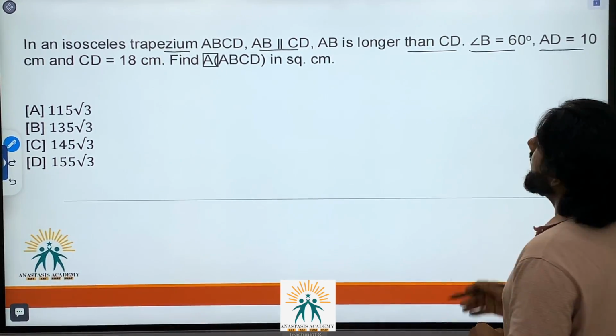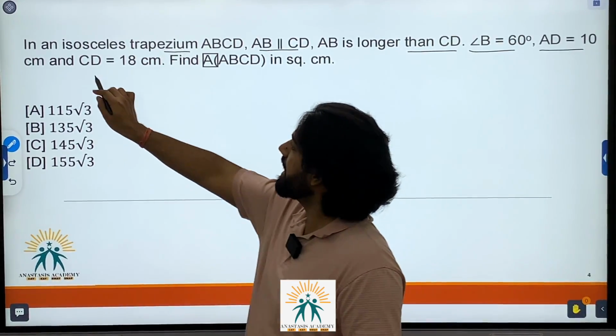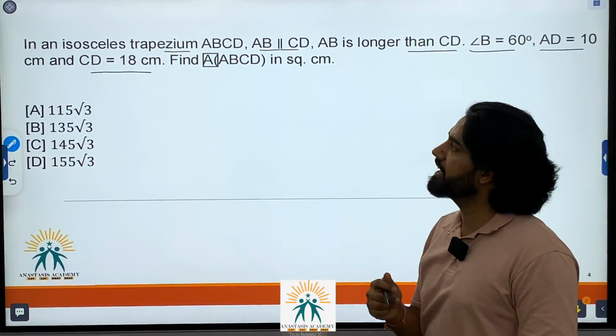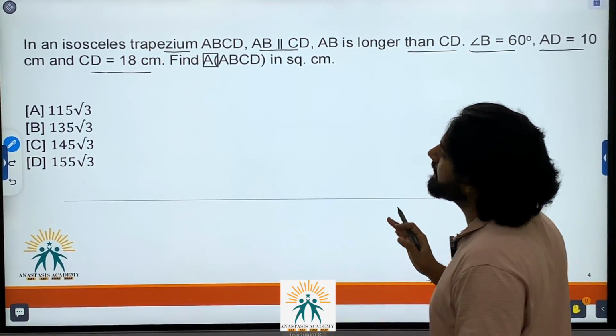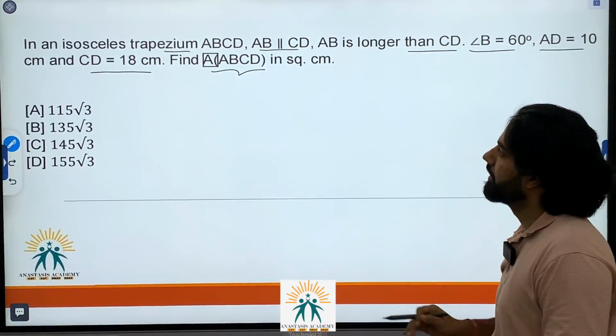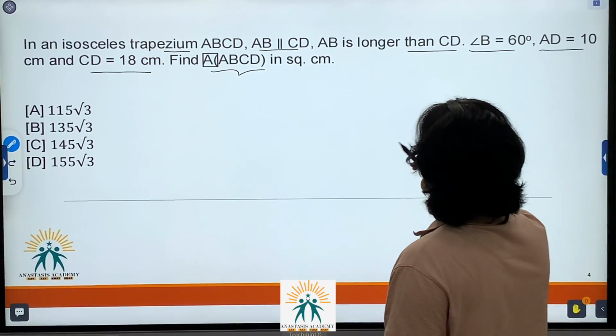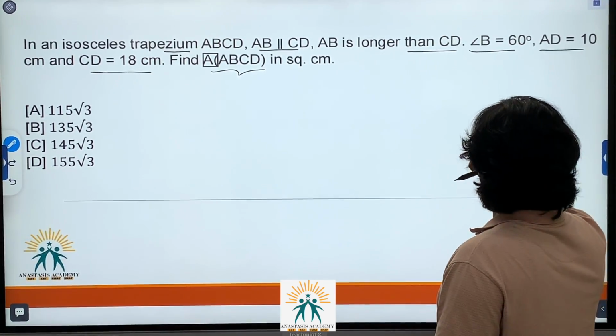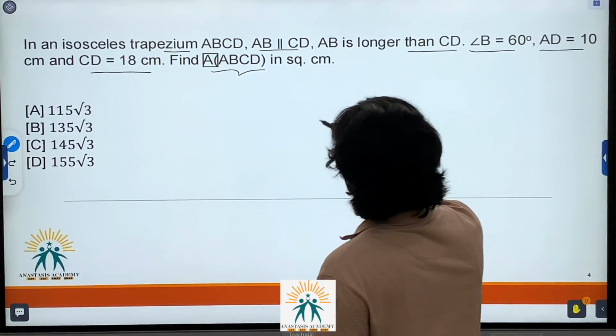And AD is given as 10, and the length of CD is given as 18 centimeters. We have to find the area of this trapezium ABCD, right? So let's first draw the diagram. I know it's an isosceles trapezium and the angles are 60 degrees.